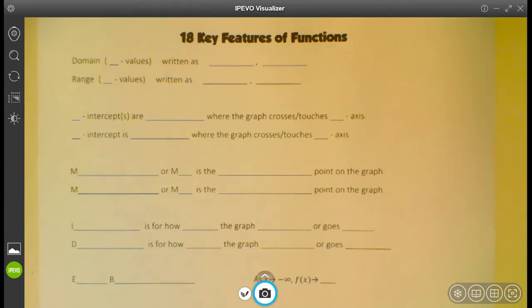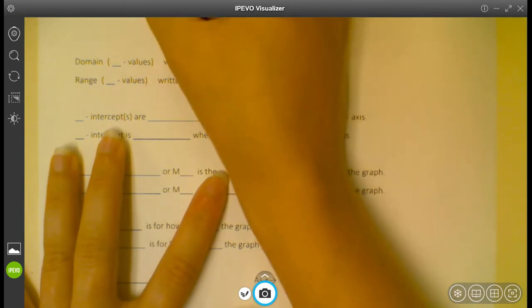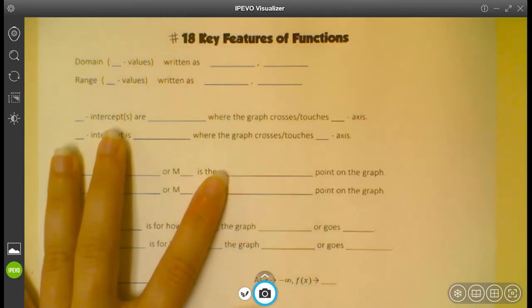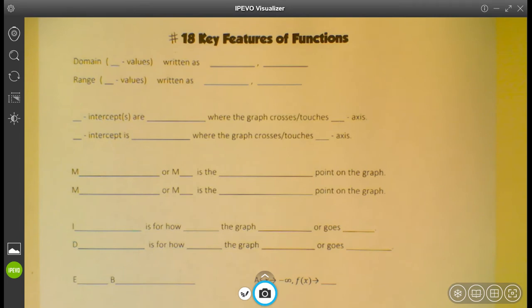Alright, guys, we are going to get into key features of functions today. So we are in number 18. And we're going to talk about some key vocabulary words as well. And it is going to look like this.